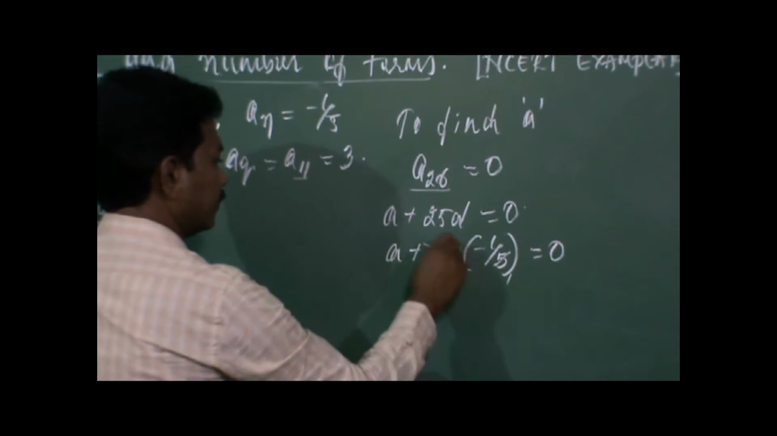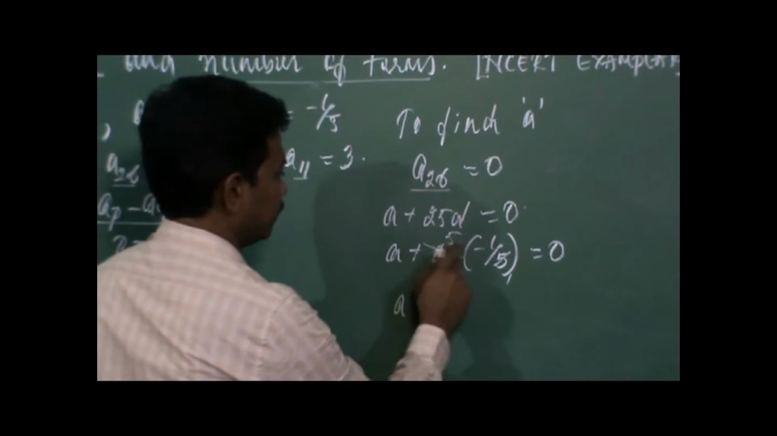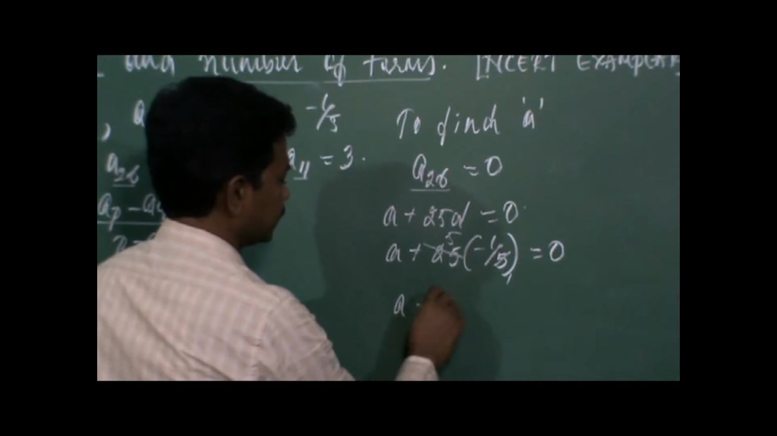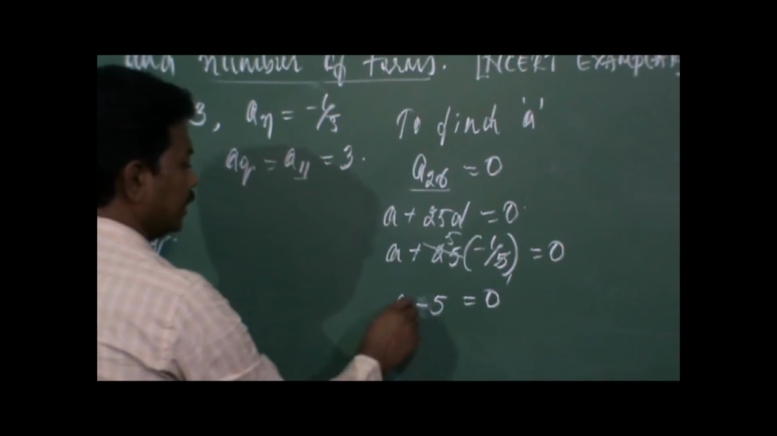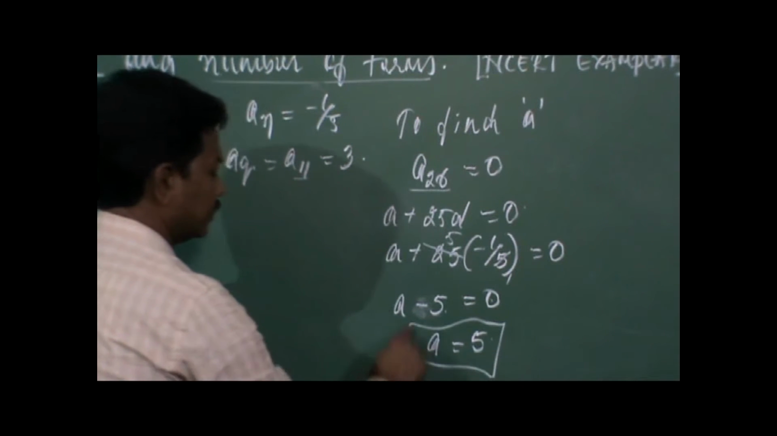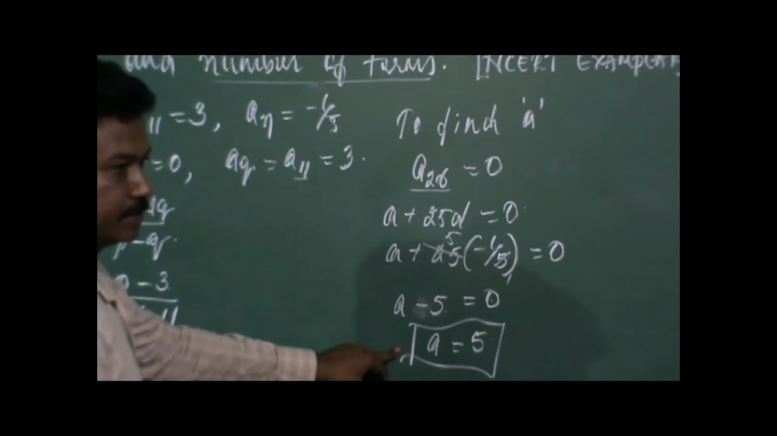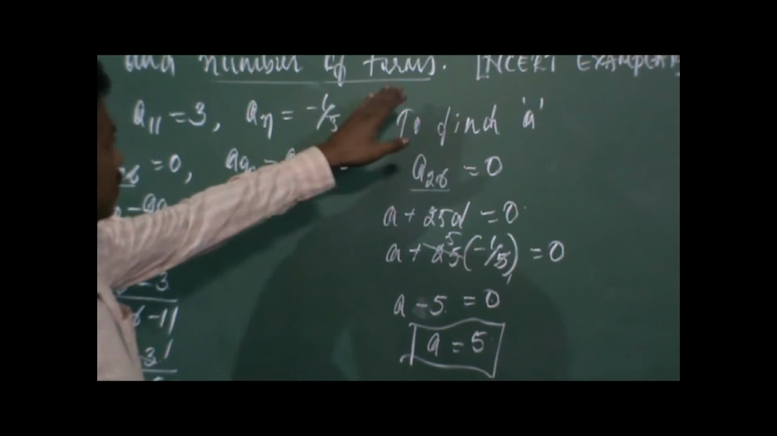5 1 times 5, 5 times. So A plus 5 into minus 1, that is minus 5, is equal to 0. A minus 5 is equal to 0, which means A is equal to 5. The value of A is 5. So we have got two values: A is 5 and d is minus 1 by 5. Using the common difference and substituting it in one of the terms, we have got the first term. Now we have to find the number of terms.